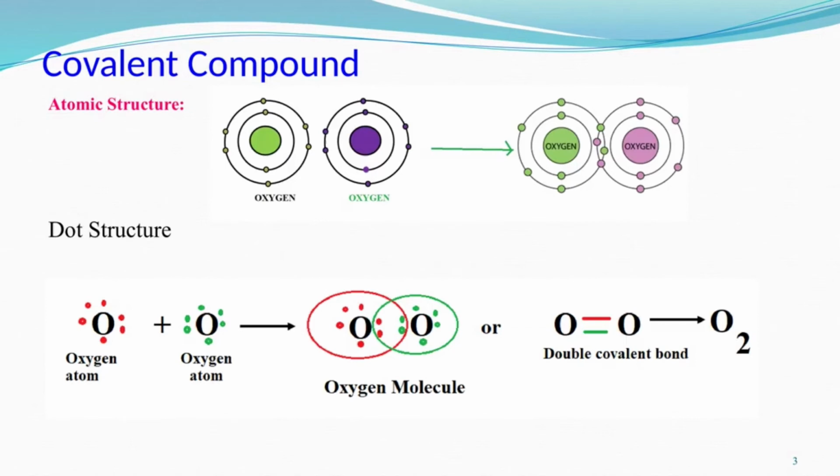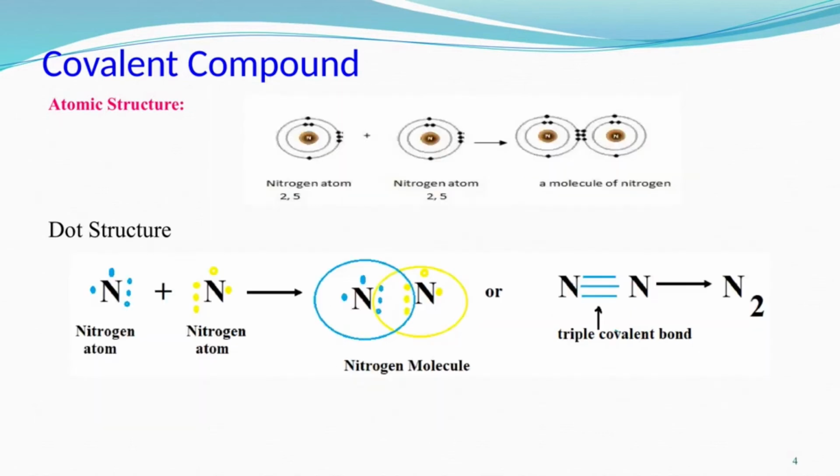And now, in the next slide, the triple covalent bond is shown, where nitrogen has 5 electrons in its outermost shell, requires 3 electrons, and shares 3 electrons with each other, forming a triple covalent bond, that is N2. So this is a triple covalent bond, and here also it is a non-polar covalent bond.